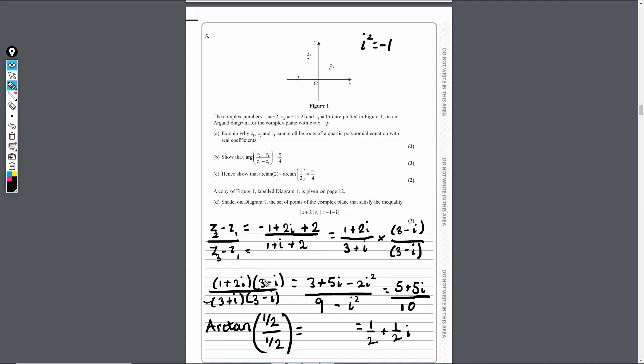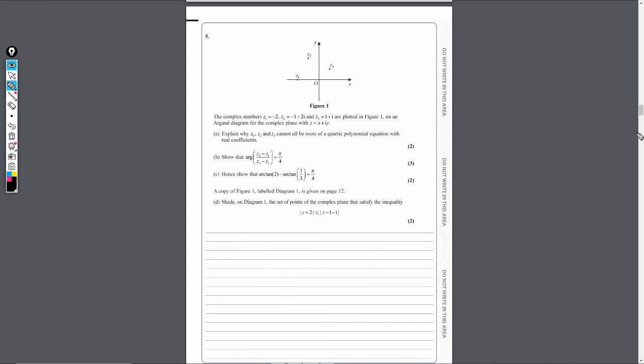And remember, because we're in radians here, clearly, this is just going to be arctan of 1, which if you do it on your calculator, or if you just know it by memory, is pi over 4. So there we go. We've shown that the argument of z2 minus z1 over z3 minus z1 is pi over 4. So that's part B.